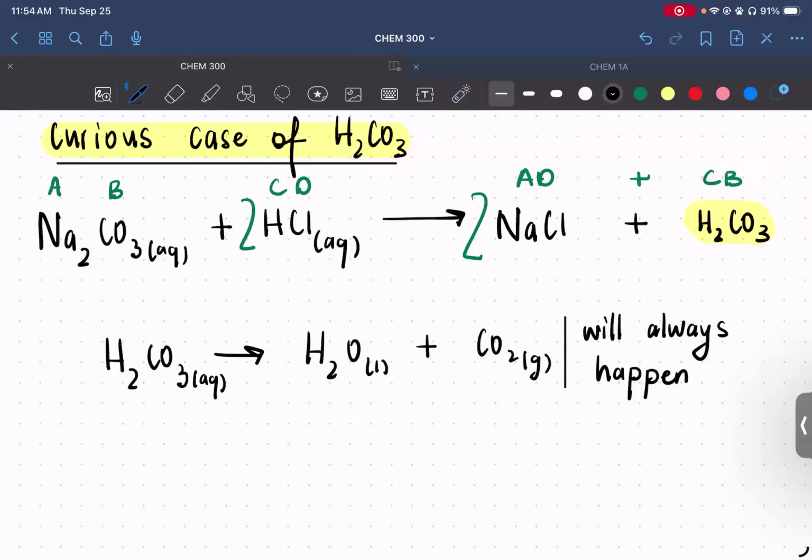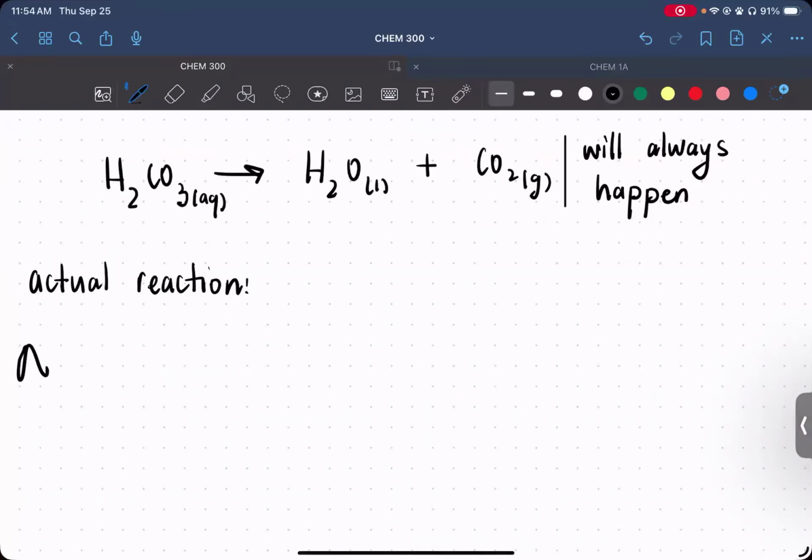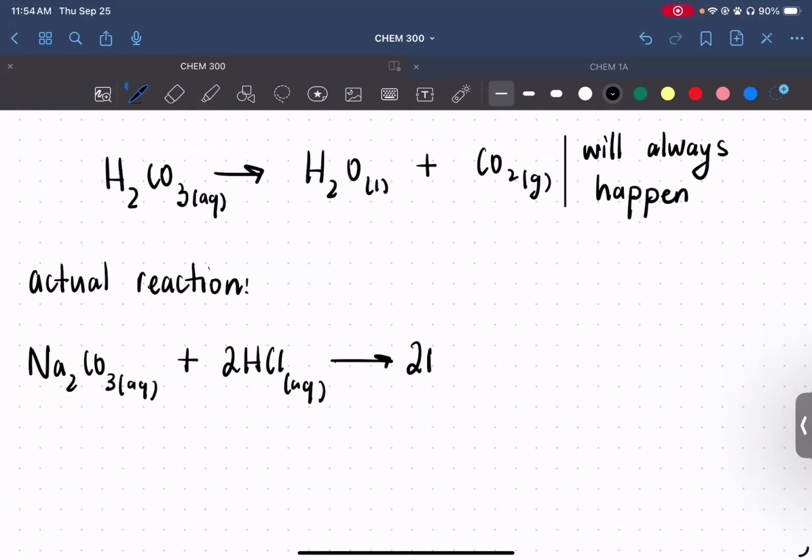So our final answer, our actual reaction, is as follows. Sodium carbonate reacts with hydrogen chloride, and that results in sodium chloride, water, and CO2 gas.